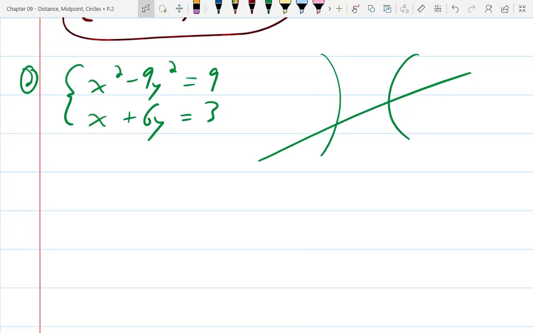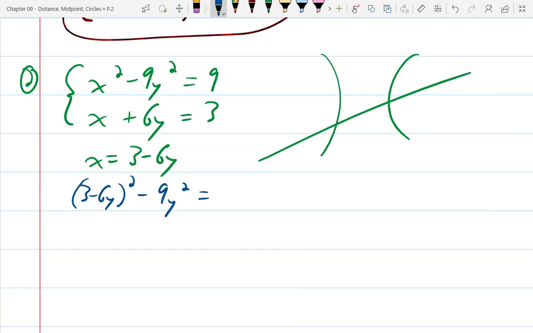The second one is linear, so should we just be different and solve it for x? x is equal to 3 minus 6y. That's probably the easiest because x is almost isolated. Take that and plug it into the first one. So instead of x squared, it's (3 minus 6y) squared minus 9y squared is equal to 9.